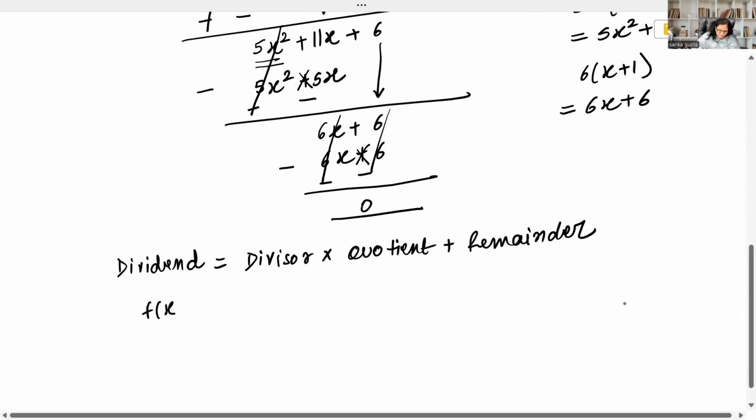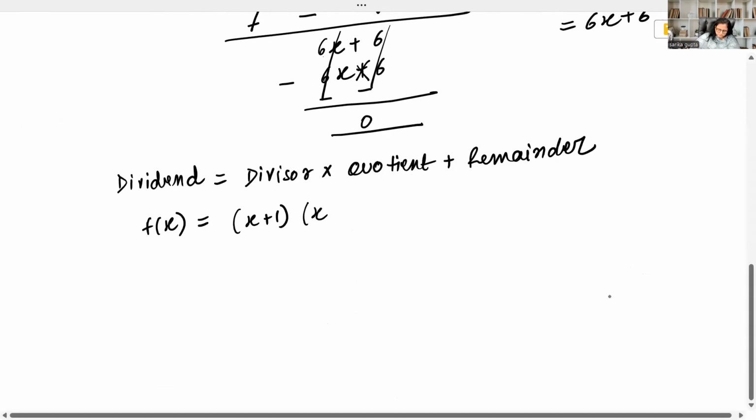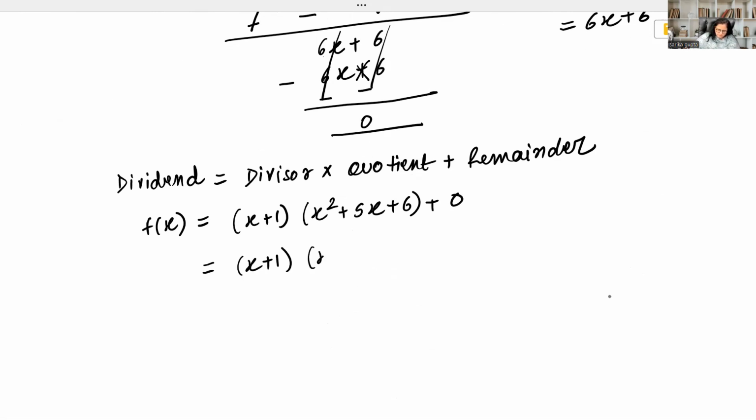we get f of x is equal to, the divisor here was x plus 1 and the quotient is x square plus 5x plus 6 plus 0. So finally, the polynomial can be written as the multiplication of the two expressions, x plus 1 and x square plus 5x plus 6.